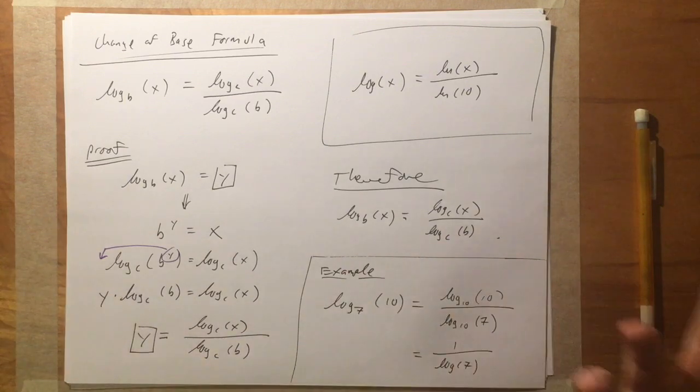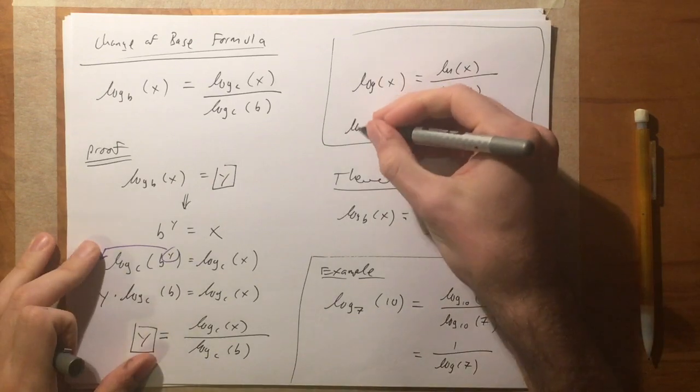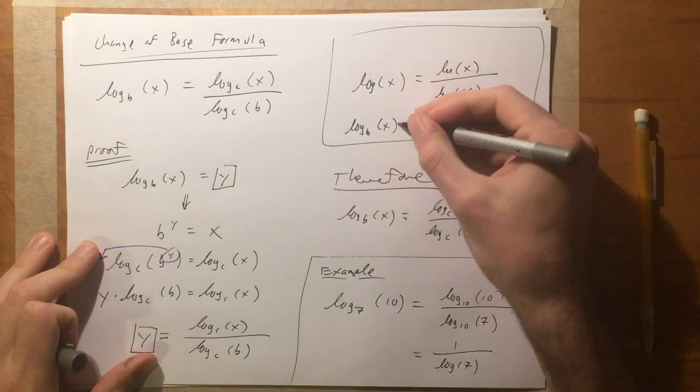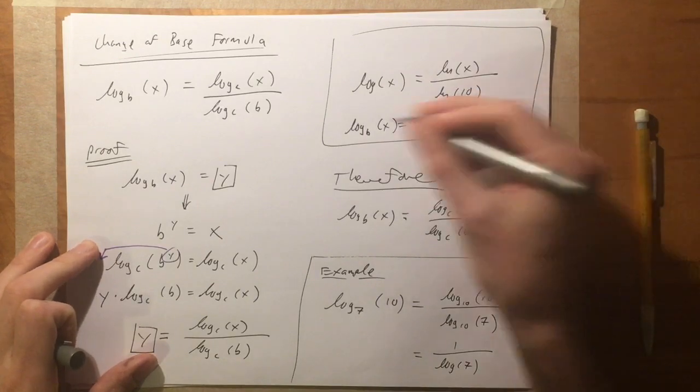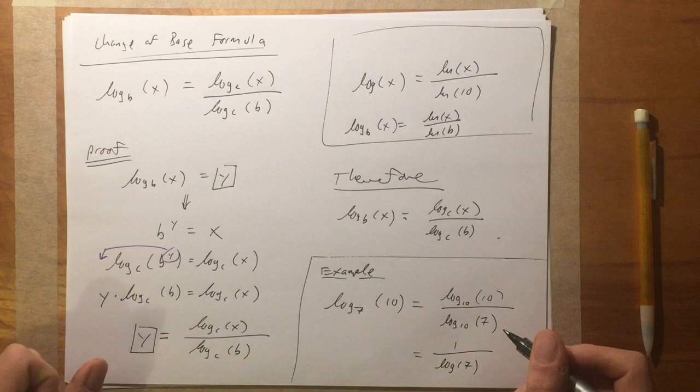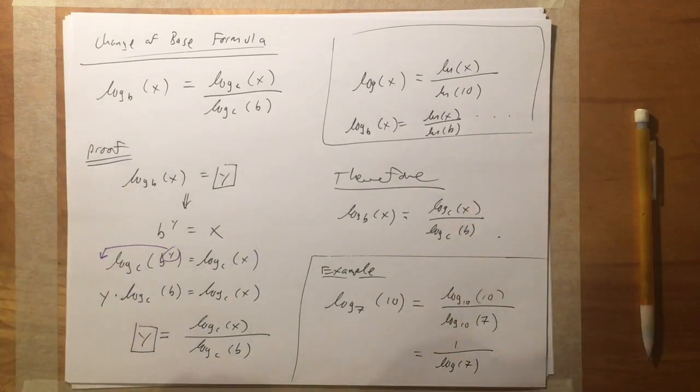And so we might want to rewrite everything in terms of the natural logarithm, and you can do that here. Whatever your log is, log base b of x, you can always write it as natural log of x divided by natural log of the original base, whatever that b value was. So those are situations for how you might want to use the change of base formula to your advantage. Okay, so that's that.